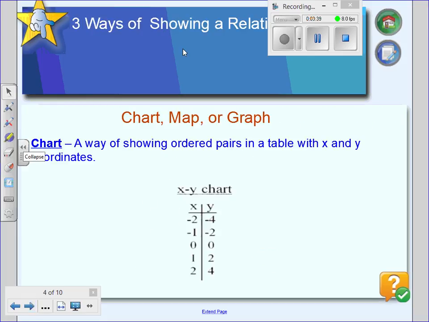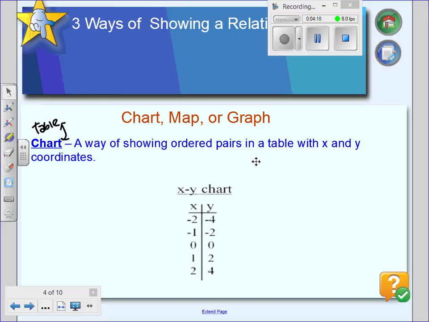With a relation, we're going to have 3 ways of representing relations. Several of these hopefully you've seen. Maybe the map will be a new one, but we'll be able to represent a relation, which is just a set of data, as either a chart, a map, or a graph. Let's start with a chart, which you might know more commonly as a table. Anyways, a chart and a table are the same thing.